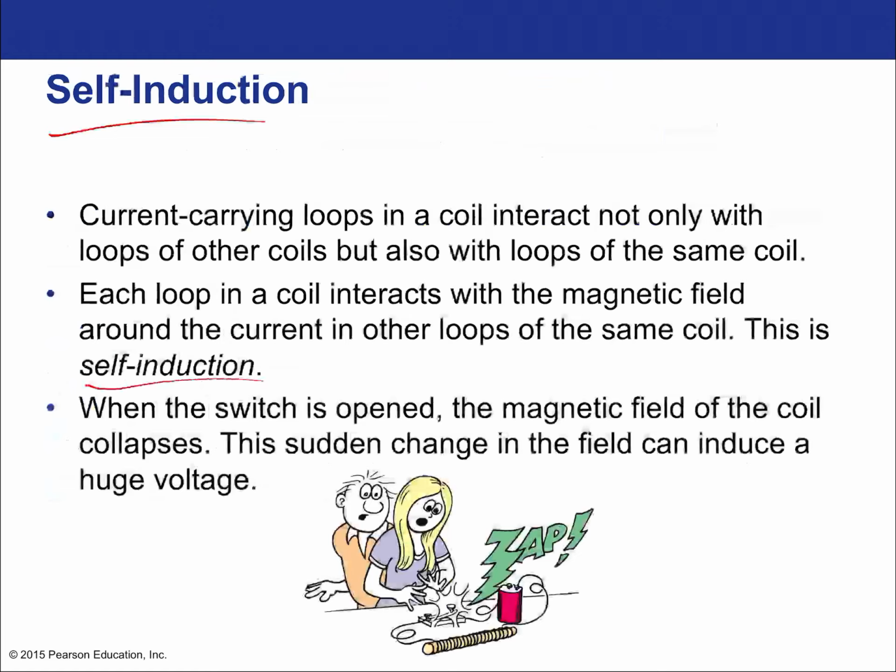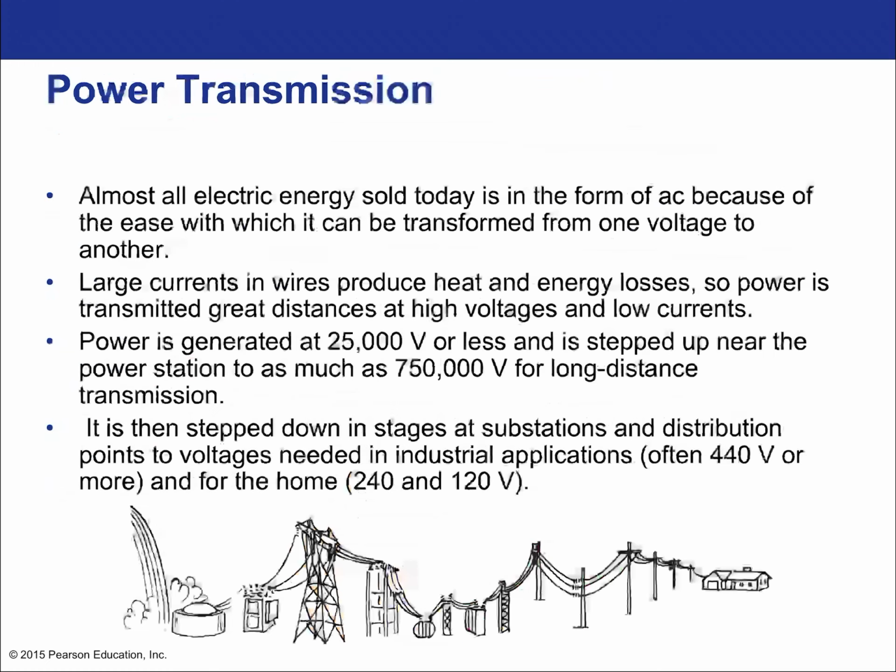When the switch is open, the magnetic field of the coil collapses. The sudden change in the field can induce a huge voltage. All right, so you can have these big voltage spikes when there's a sudden change.